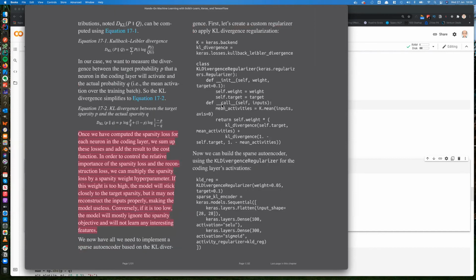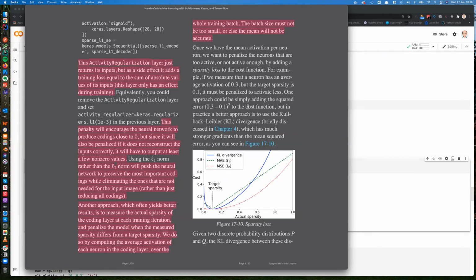Okay, and then we've got this thing called a KL divergence, and it says one approach is by simply adding the squared error. So we're looking at the loss function that was going to be changed. But in practice, a better approach is to use the Kullback-Leibler divergence, briefly discussed in chapter 4, which has much stronger gradients than the mean squared error, as you can see. So the KL divergence is this guy. Yeah, so that has got a much stronger gradient than the straight line, and the slightly more shallow mean squared error. Okay, interesting.